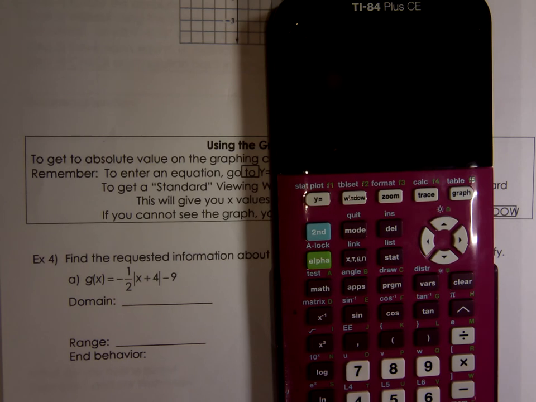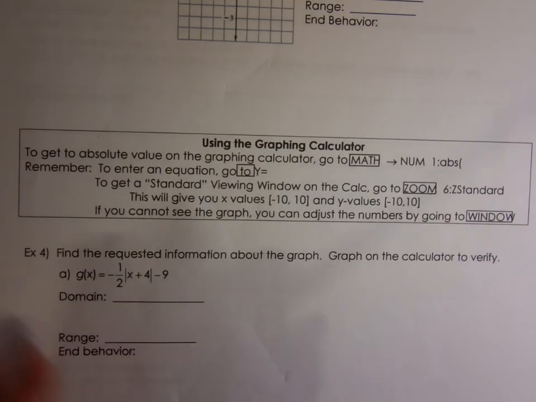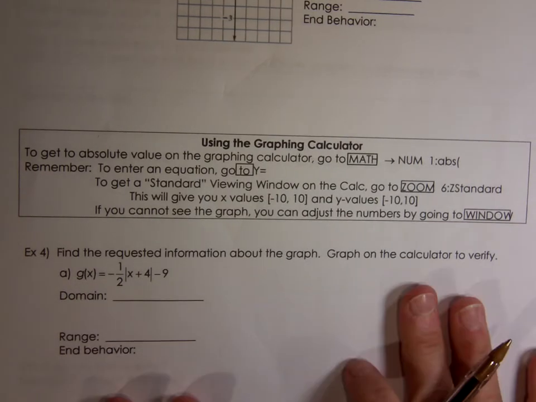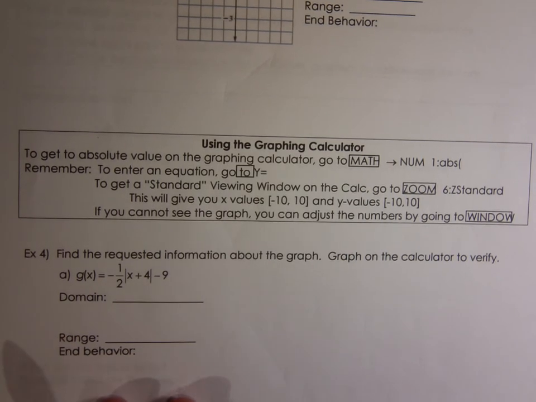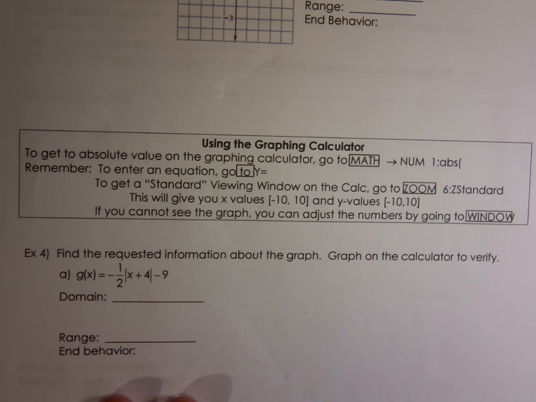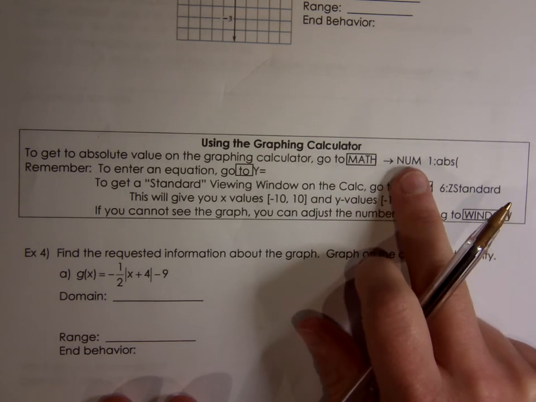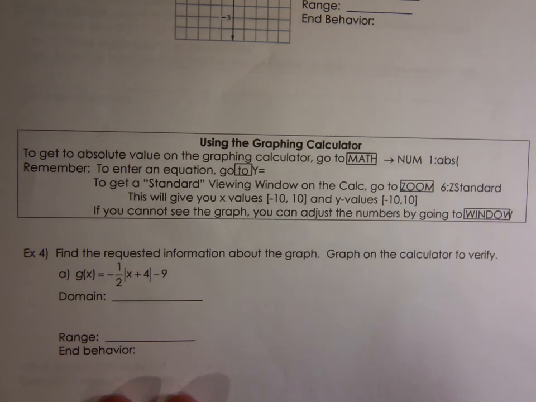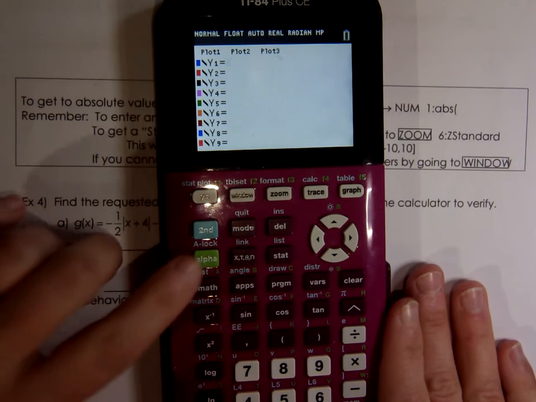All right, here we go. I'm going to turn on my graphing calculator, and it says using the graphing calculator to talk about the transformations. To get an absolute value on a graphing calculator, you're going to press the math button, then go over to number 1 where it says ABS and a parenthesis. So our math button is located below alpha, so I'm going to press math.